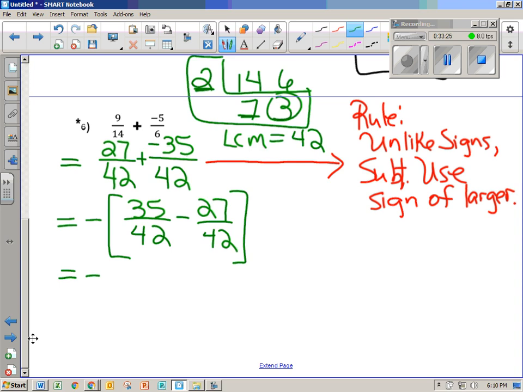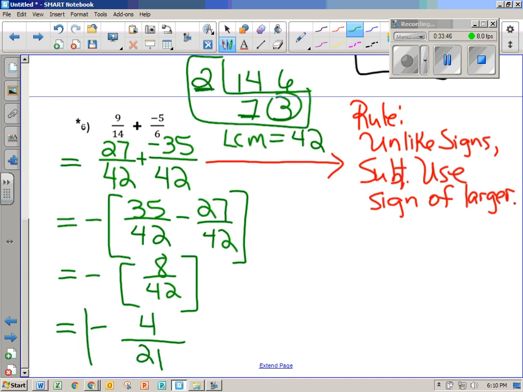So bring down your minus, and this is just some easy subtraction. Just 35 minus 27, which is 8. Don't forget to simplify. So at the same time I'm simplifying, I'm dropping off those brackets. I divide top and bottom both by 2. And my final result is negative 4 over 21.